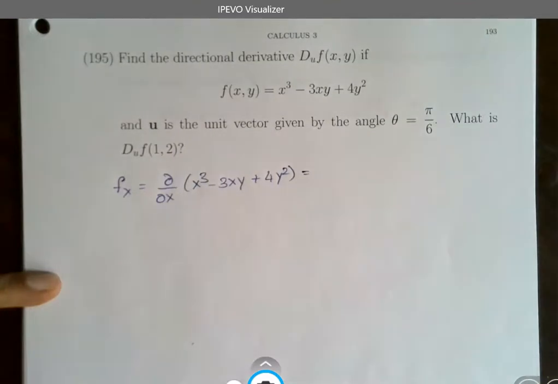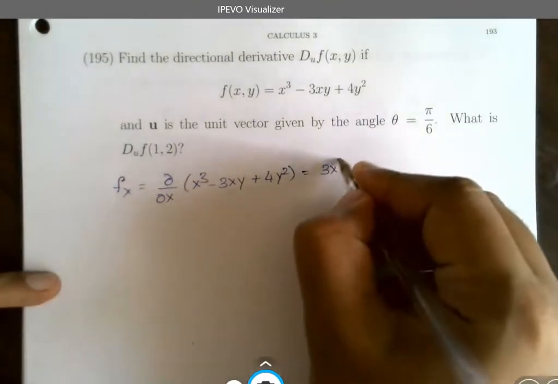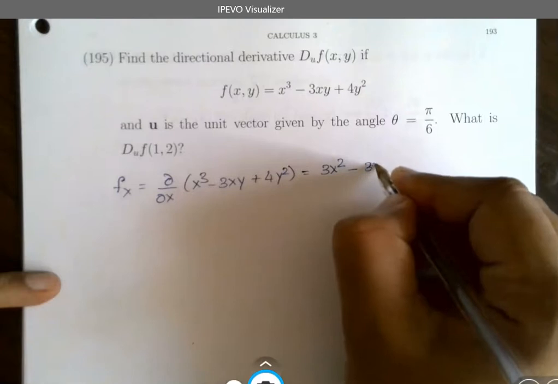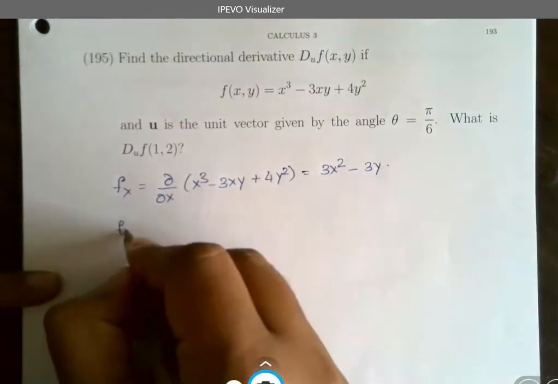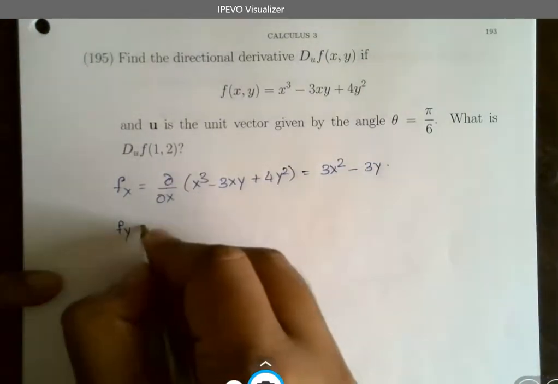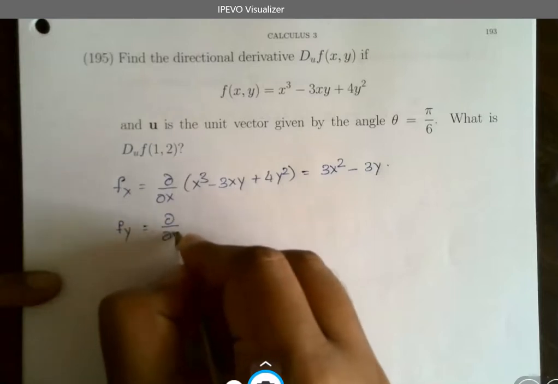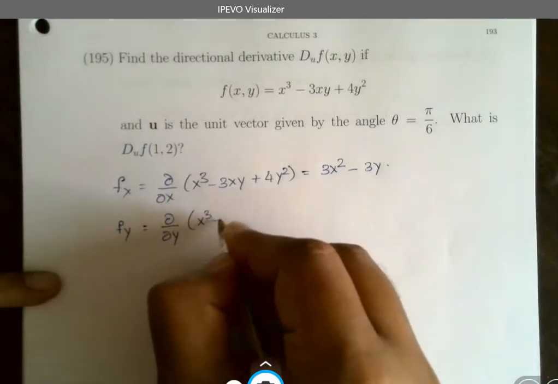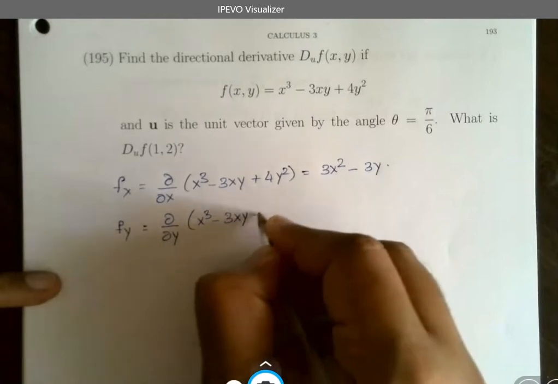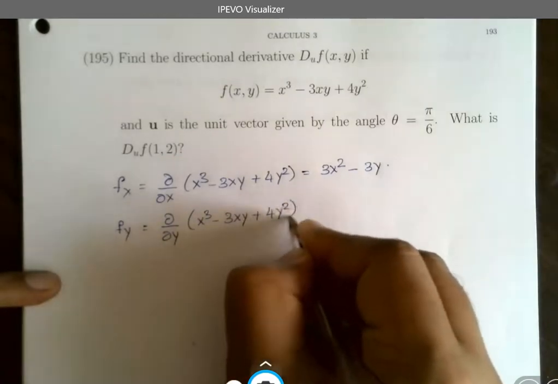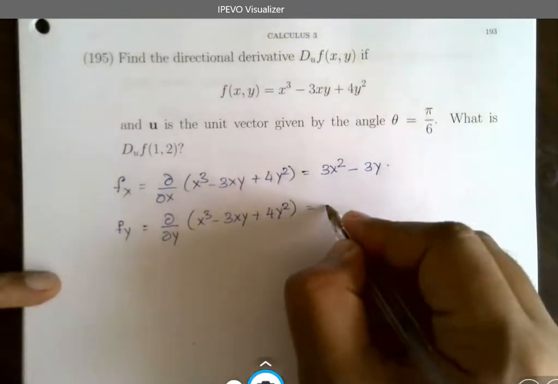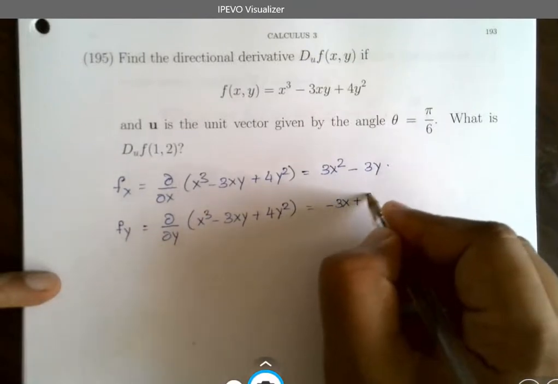It's going to be 3x squared minus 3y. Okay, and then you want to find the partial derivative of f with respect to y. You're going to differentiate with respect to y: x cubed minus 3xy plus 4y squared. When you differentiate it, you get negative 3x plus 8y.